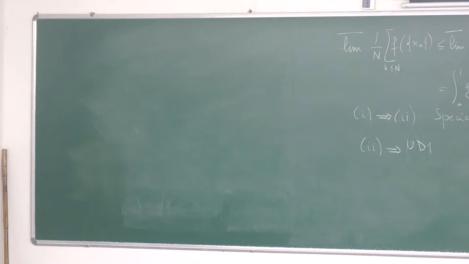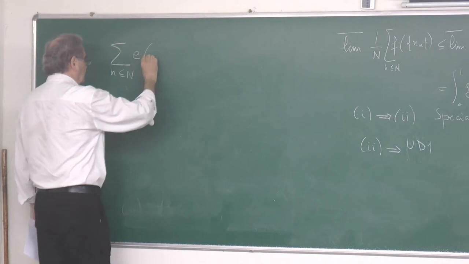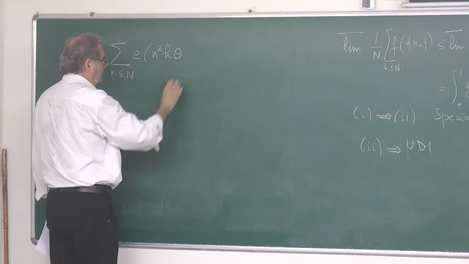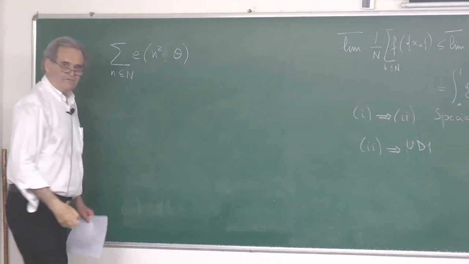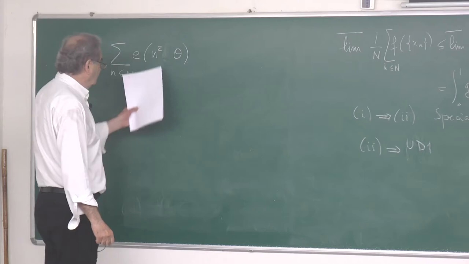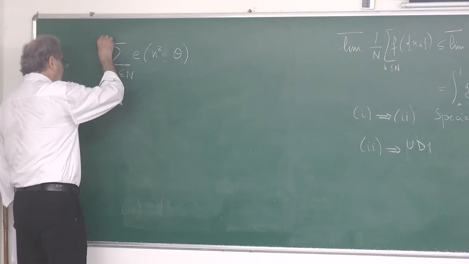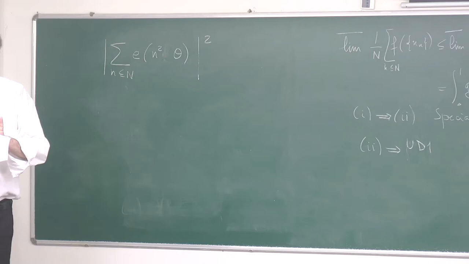So you are interested in the sum, n up to capital N, of e of h n square theta. By the way, h theta can be seen as being a theta itself, a different theta. So you are not really much interested in this h. If you know how to do it for one h, you know how to do it for the other one. Can you say something about this? Can you show that this is small? The idea of Weyl is to do the following. You square this, and you expand. To expand means to make the product by the conjugate.